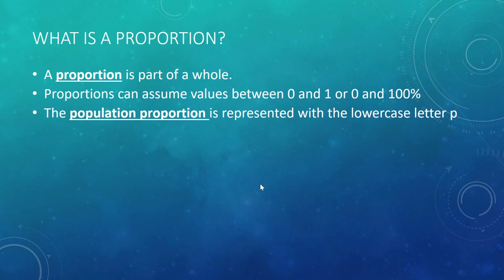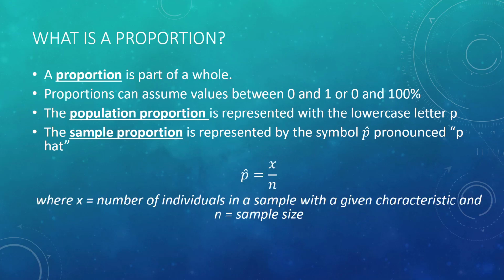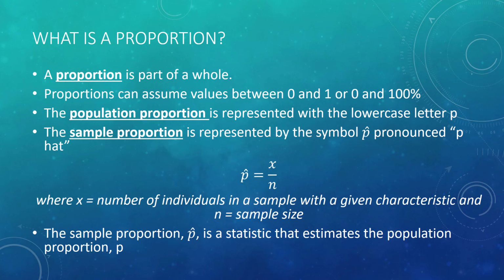The population proportion is represented with the lowercase letter p. The sample proportion is represented by this symbol right here, and it's pronounced p hat. P hat, the sample proportion, is equal to x over n, where x is the number of individuals in a sample with a given characteristic, and n is the sample size. The sample proportion p hat is a statistic that estimates the population proportion p.